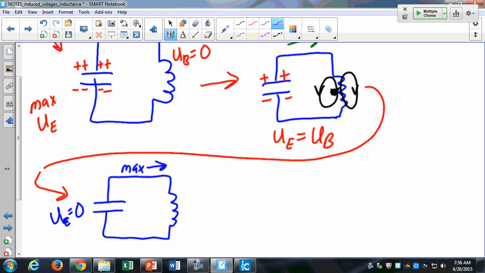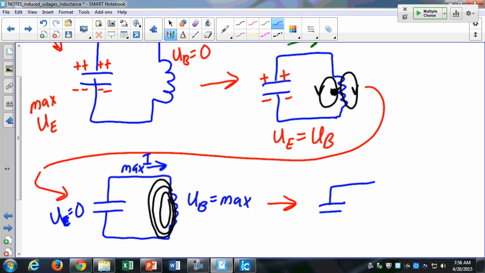Excuse me, this is my energy in the electric field. And that means that my energy in the magnetic field is going to be equal to its max. And I also have maximum current. So if I draw my magnetic field lines, I'm going to have a much stronger magnetic field here. So I just draw more magnetic field lines there. And then I go back the other direction. So you probably get an idea for what happens here. This is an inductor, not a resistor. Sorry.